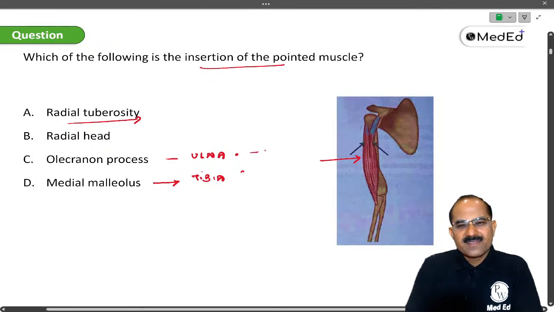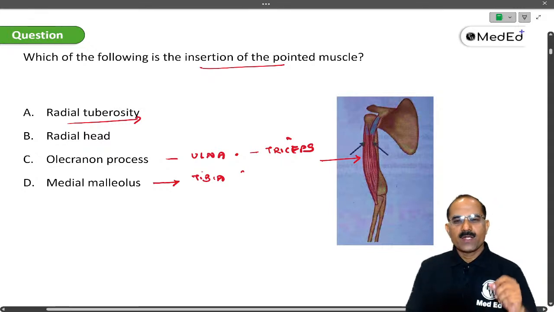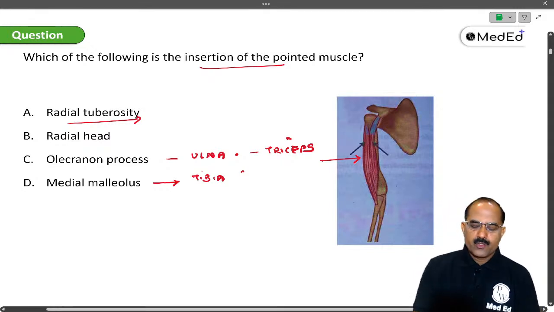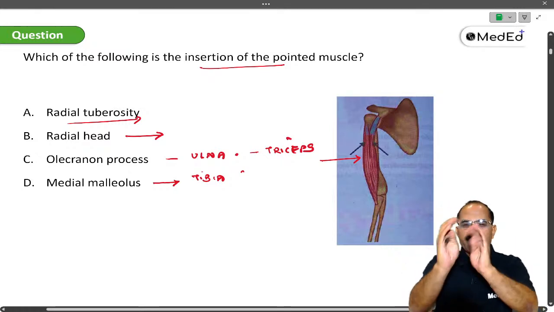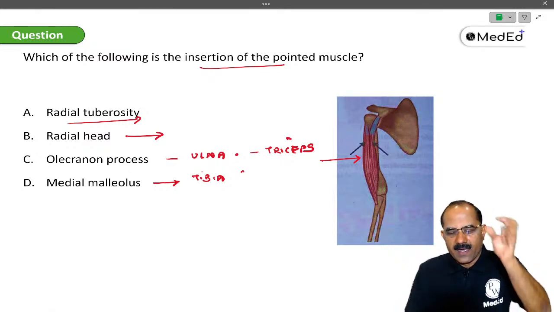Yes, triceps. Triceps is attached to the olecranon process of ulna. The head of the radius fits into the radial notch of ulna, right? It fits into the ulna.